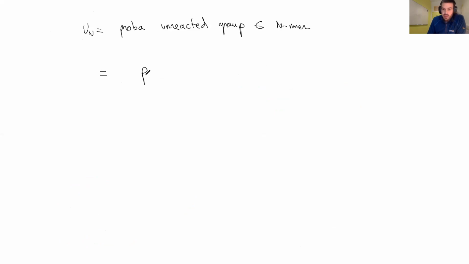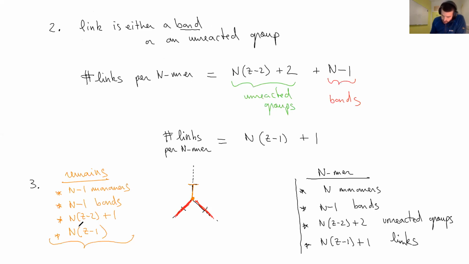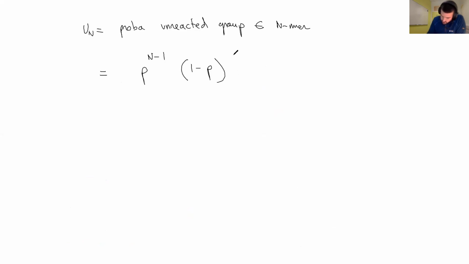first of all I need p. Those are independent objects. n-1. You see the binomial law appearing here. Then I need the rest to be unactivated. So I need 1 minus p. And how many unreacted groups do I have? I have nz-2 plus 1, this guy. So the rest is not activated.